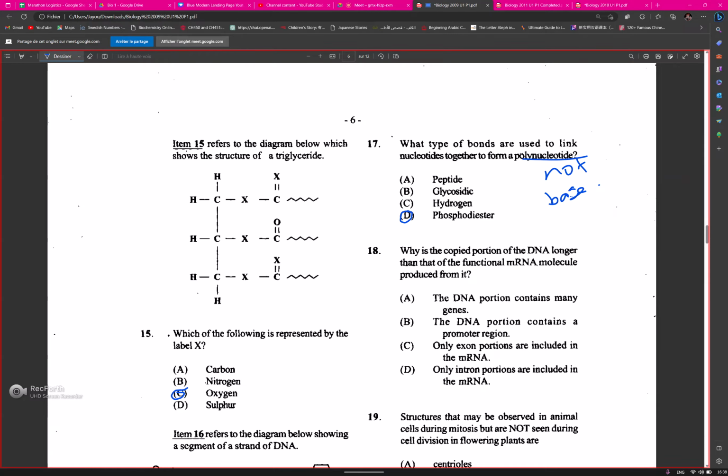Okay, so why is the copied portion of DNA longer than that of the functional RNA molecule produced from it? Because the exon portions are the only ones included in mRNA. Is that true? Do we all agree with C? Oh, wait, somebody's saying A.